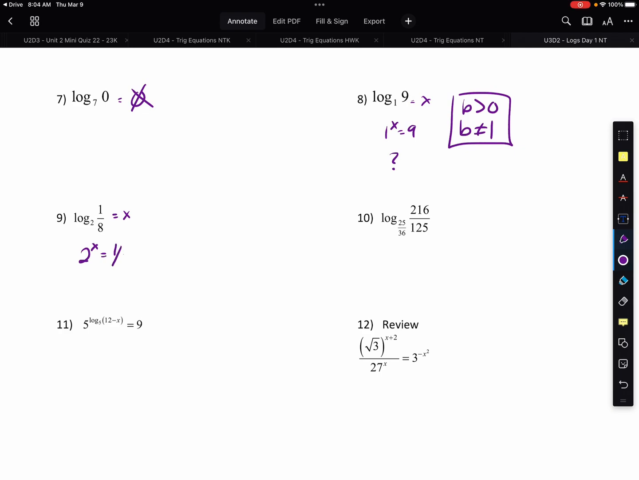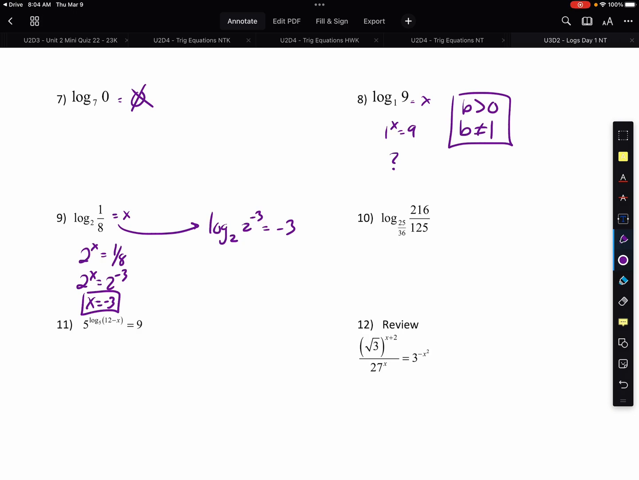2 to the x equals 1 over 8. 2 to the x equals 2 to the negative 3. X equals negative 3. Okay, so I got 2. So this would be 2 to the negative 3. Done.